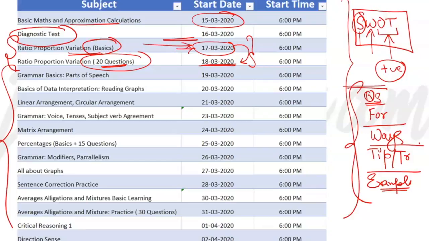Now the schedule should include not only quants, but should also include all other domains, which is verbal ability. Then you would be having logical reasoning, data interpretation. Everything should be well contained in the schedule.